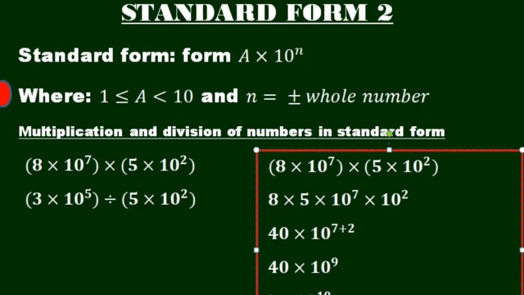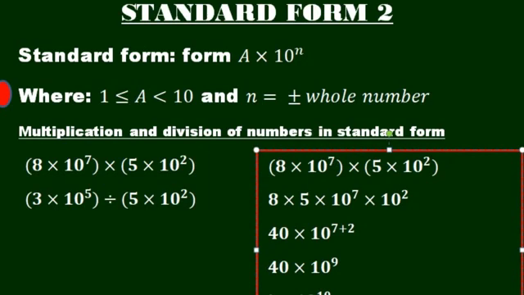When we are adding and/or subtracting numbers in standard form, what you need to do is change the numbers into ordinary form first. When you change them into ordinary form, then you add the numbers. After adding the numbers, you change them back to standard form. Same applies to subtraction. If you are subtracting numbers in standard form, first change them to ordinary form. Subtract them. After subtracting, change them back to standard form.